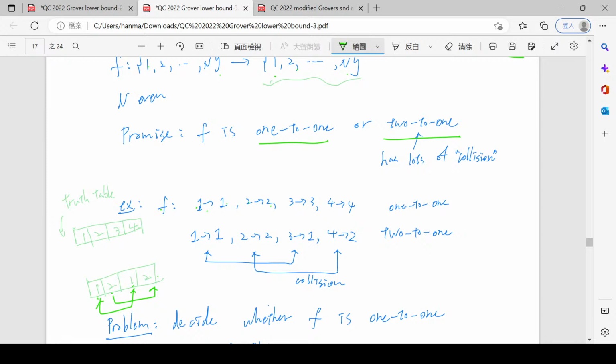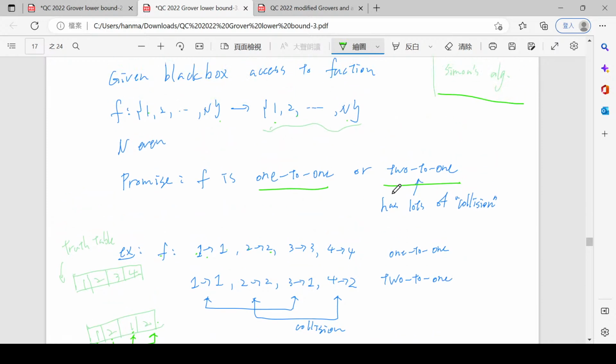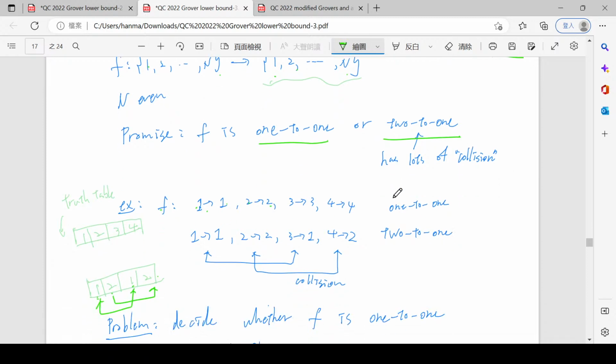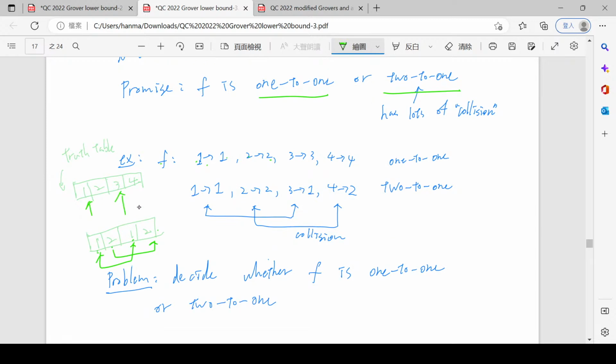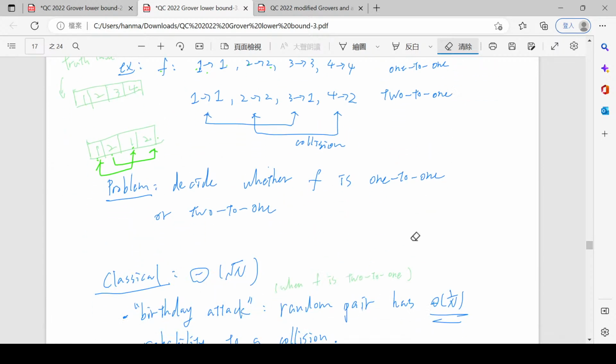Okay. Why N? N is the number of entries in the truth table. No problem. Once again, it's a truth table. So classically, you can just compute what f(1) is and what f(3) is, etc. And you are trying to decide whether they are all totally different or there are some collisions. Yeah, so that's the problem.